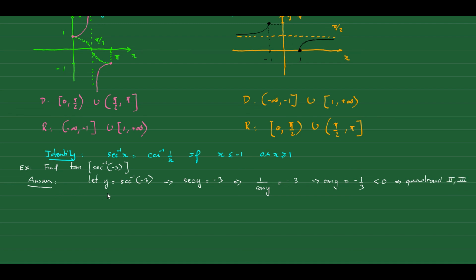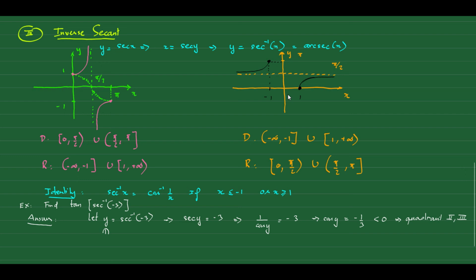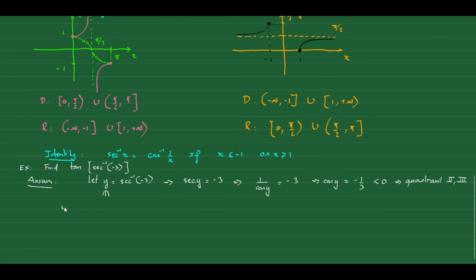Okay, and now the inverse secant. We know the inverse secant is this. So for the inverse, the range goes from 0 to pi, right? So y belongs to 0 to pi over 2, union pi over 2 to pi. So basically, this is quadrant 1 and 2. So from these two pieces of information, we can conclude that the final quadrant we're looking at will be quadrant 2.